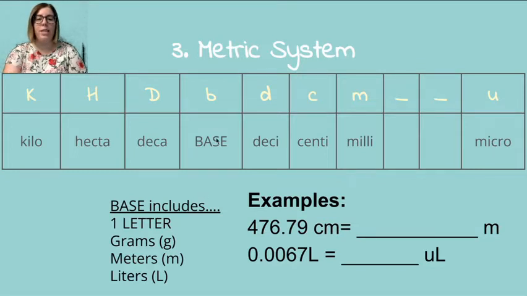So start with the base and move all the way to micro. Hopefully you figure this one out by moving it 1, 2, 3, 4, 5, 6 to the right. So you should have got 6,700 microliters. If you need any additional practice on that, there's lots of resources online, or I can help you out with that.